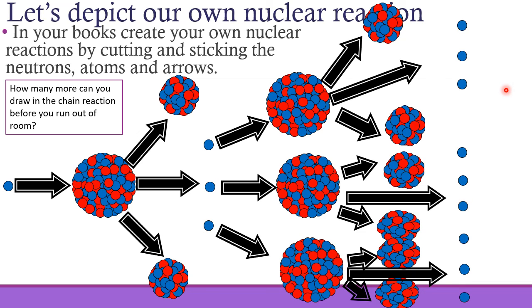So in your books, can you either cut and stick these atoms, arrows and neutrons? But if you can't cut and stick, that's no worries at all. I want you to just draw this reaction here, and I want to see how many more reactions you can fit on your page. It might be best to turn your page landscape for this task. Can you spend around 15 or 20 minutes on completing this task before carrying on? So pause the presentation here and complete this task.